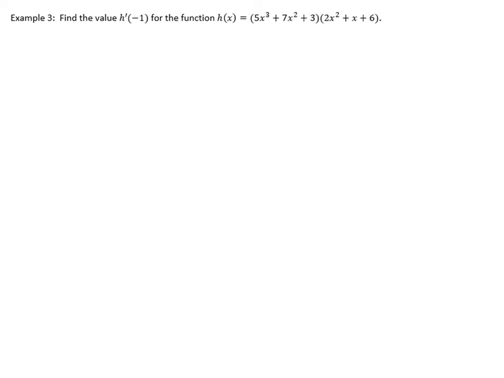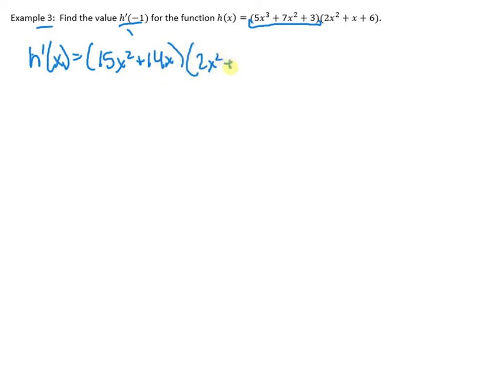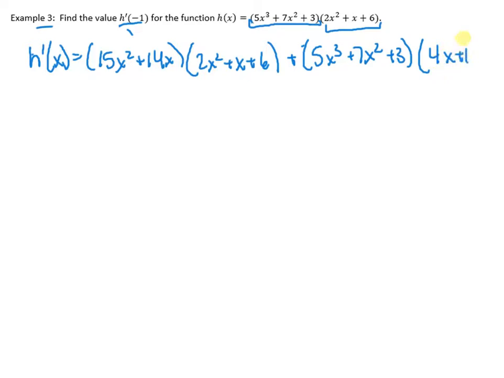Let's look at another example. Let's find the value of h prime at -1 for this function. Okay, so h prime at x. Let's do the derivative of the first thing, which we get 15x squared plus 14x, times the second thing as it is, plus the first thing as it is, which is a lot of copying here, multiplied by the derivative of the second term, which is 4x plus 1.